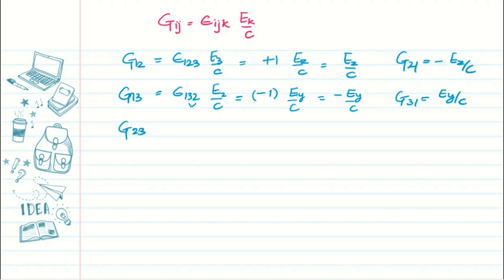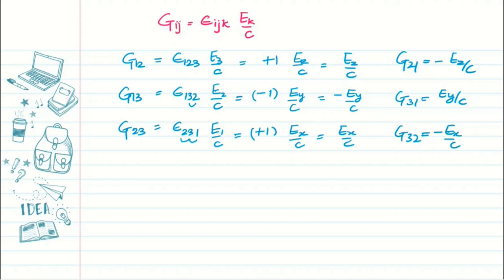Let's see another element, G23. This is epsilon 231, so we will need two swaps. This is E1 by c, so this is positive 1 and this is Ex by c. So G23 is Ex by c and G32 will be minus Ex by c. Let's write the matrix now.